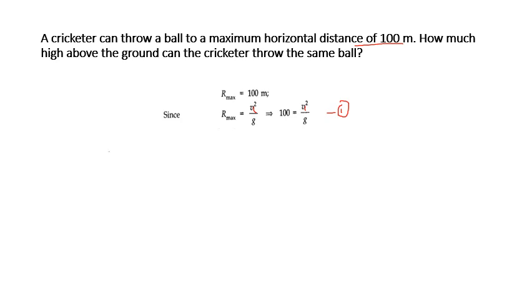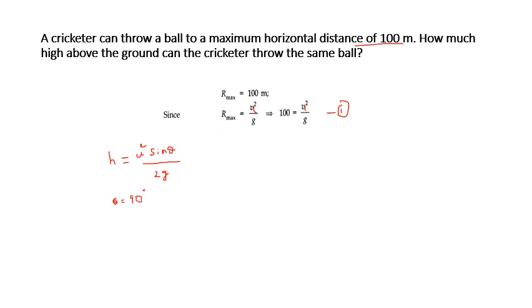So what is your formula, students? Height equal to U squared sine squared theta divided by 2g. Now what is your theta here? Read the question again. How much high above the ground can the cricketer throw the same ball? Here the angle of projection is 90 degrees because he is throwing the ball vertically upwards above the ground level. So here theta will be 90 degrees.